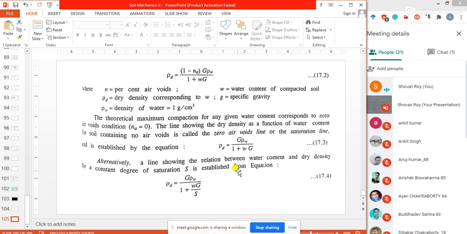Alternatively, a line showing the relation between water content and dry density for a constant degree of saturation S is established from the equation. Degree of saturation is also one of the factors related to this water content density relation. So as we know, when the water is maximum, degree of saturation is maximum. When soil is completely dry, degree of saturation is less. So this degree of saturation is also related to the percentage of water in the soil.